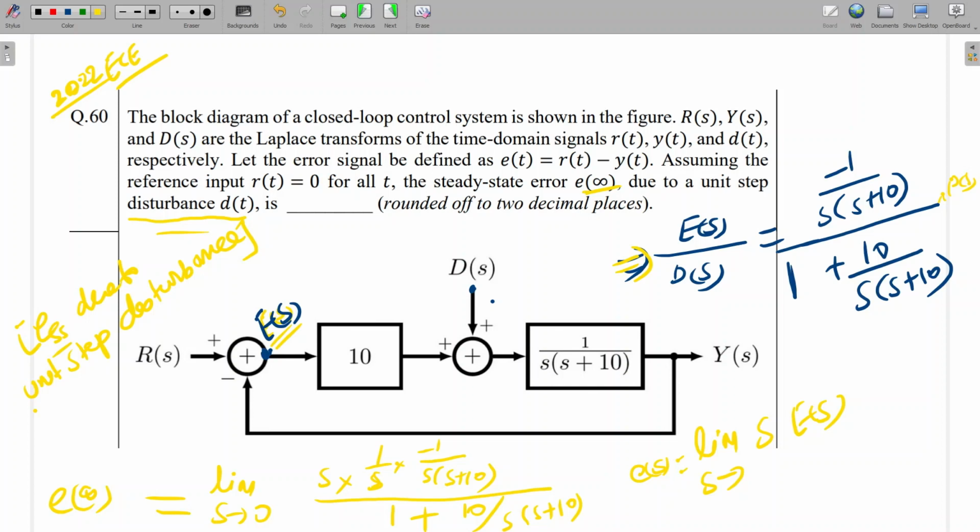Yes, sir. So if we put s equal to 0, this s and this s will cancel. And if I multiply s into s plus 10, numerator and denominator, then in the numerator it will be equal to minus 1 by 10, correct? Divided by, this will become 0, and this is 10 by 10, 1. So this will be equal to minus 0.1.